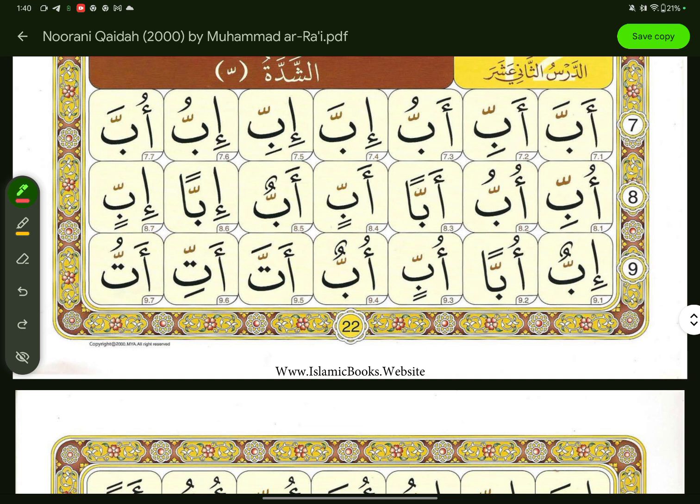Shadda is the doubling. What do I mean? It means that we're going to say the same letter twice. For example, you look here, that's alif with a fatha. Well, it's hamza with a fatha really, but we'll say alif for the sake of learning. And then we have ba. This ba has a sukun. Then we have another ba. This ba has a fatha.